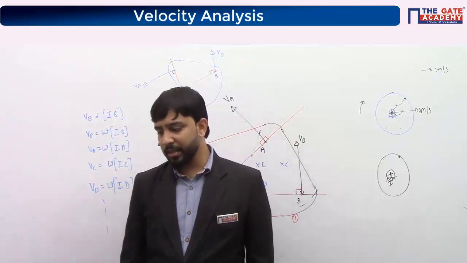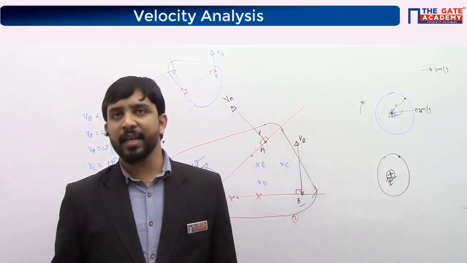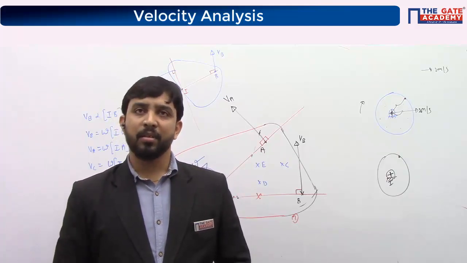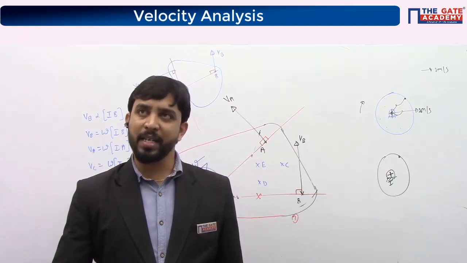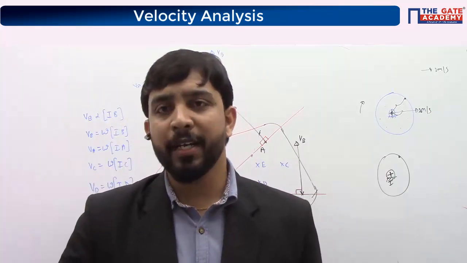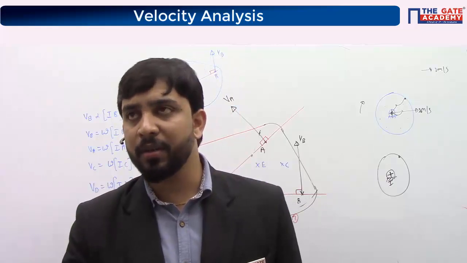Just write down like this. If there are n links in a mechanism, listen here, how many I centers can you look at? For n links, how many instantaneous centers can we look at?